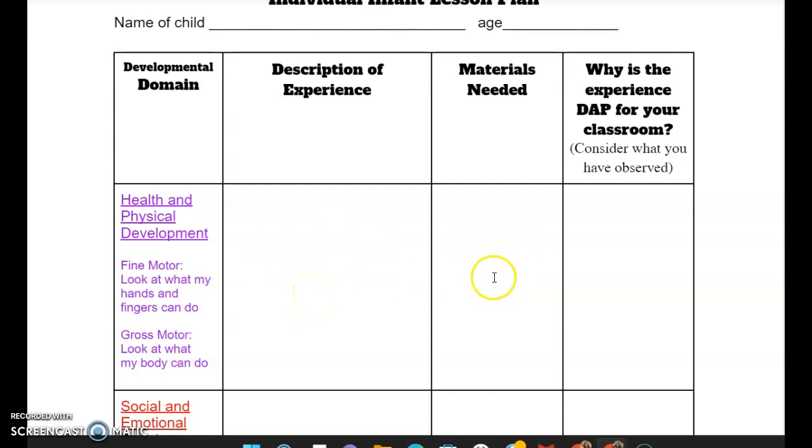What are the materials that you will need? And then why did you choose this? Why did you choose this particular type of experience for the child that you're working with?